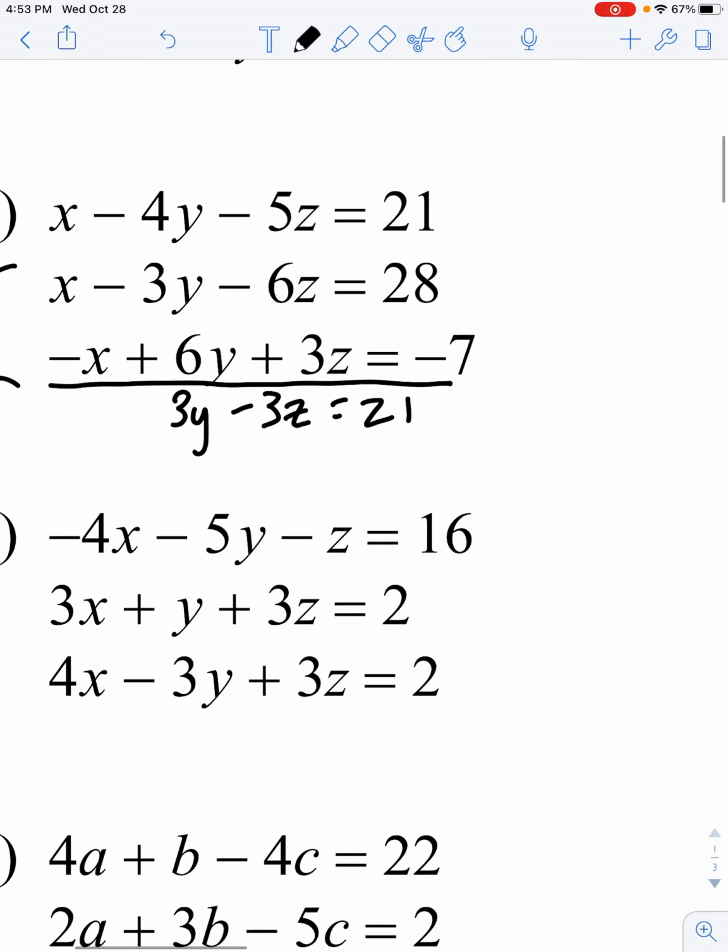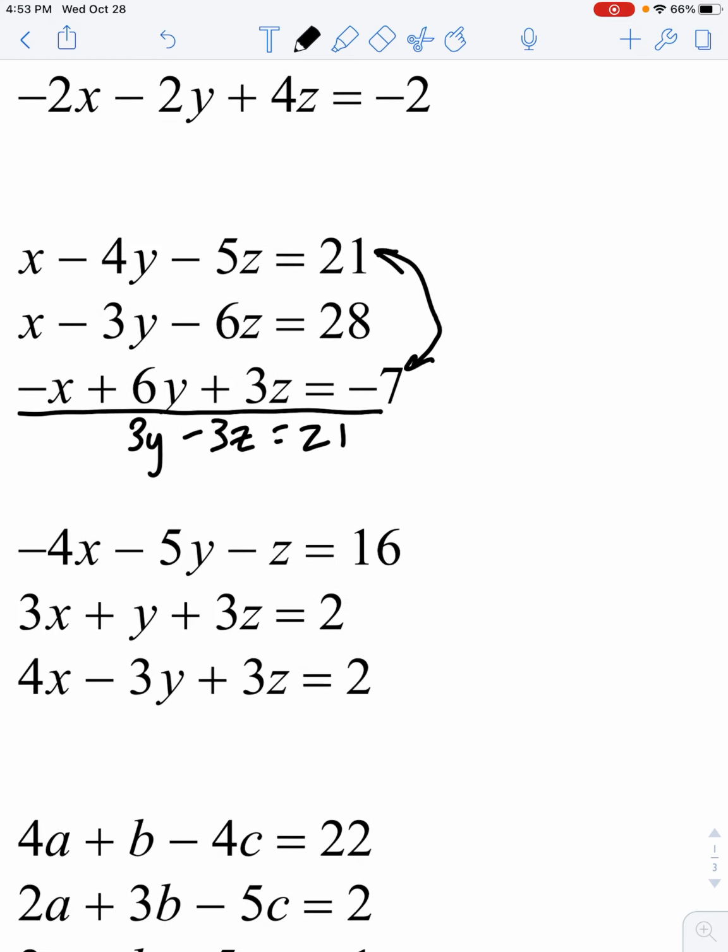So for this one, instead, I'm going to use the top two equations. If you could also use the bottom and the top, so you could use these two together, or you could use these two together. And for the sake of not having to multiply through by anything, I'm actually going to use the first and the third together to do the next one. So I'm going to do the same process. If you want to rewrite it, you can in order to combine them.